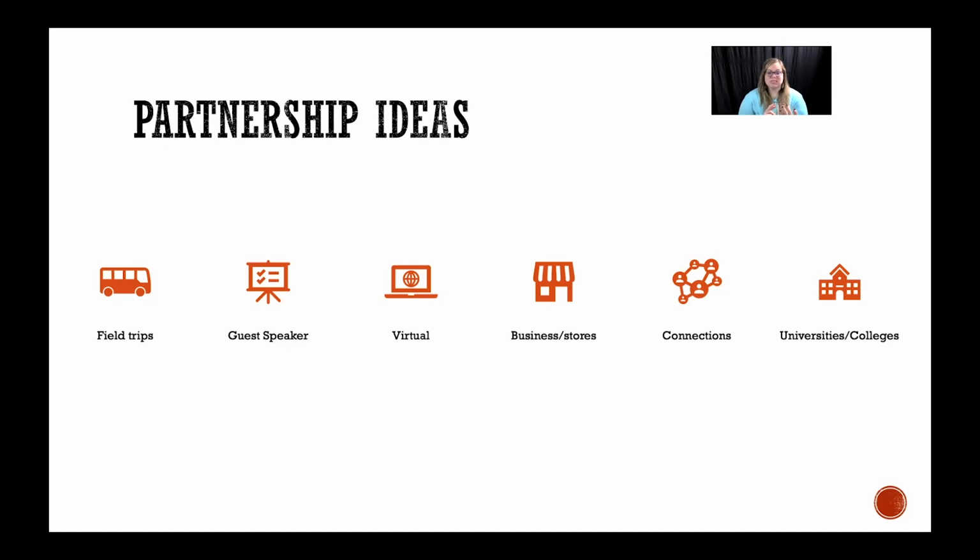Businesses, stores, connections. Are there students in your program, students in your class that their parents have businesses, their parents are part of the city? Do you have a university or a college near your rural school or in your town? Because those are great places to form partnerships, to make those connections.